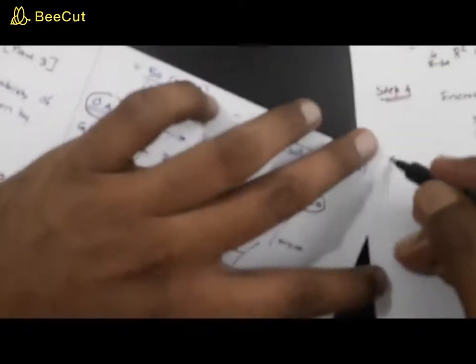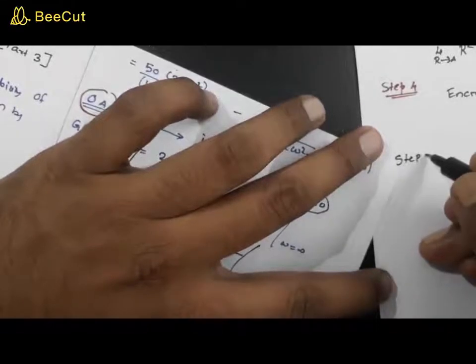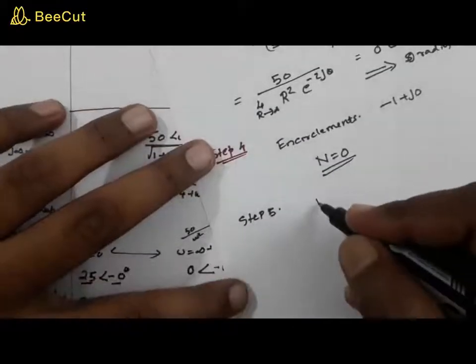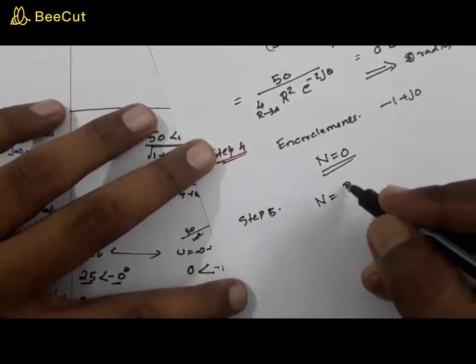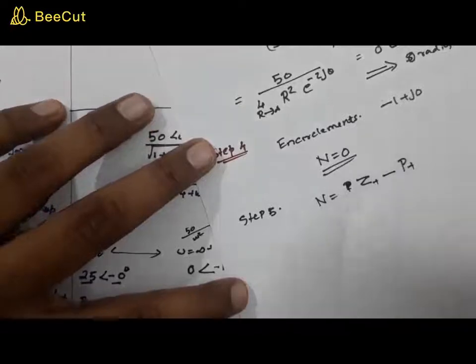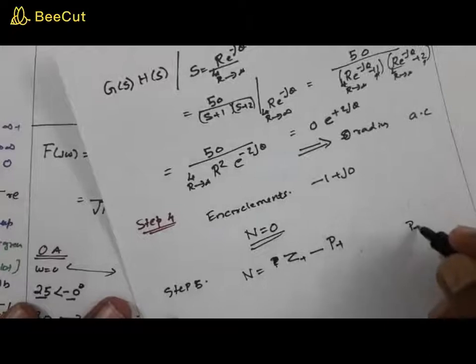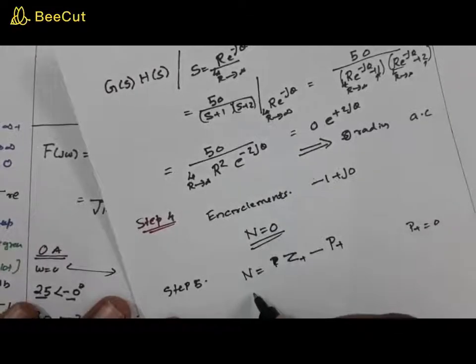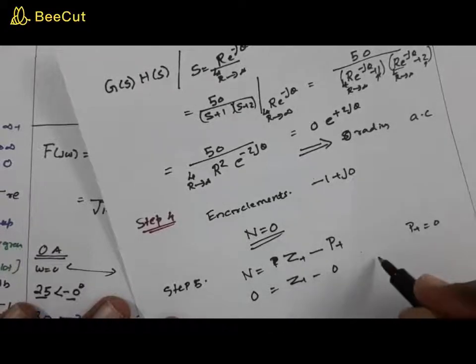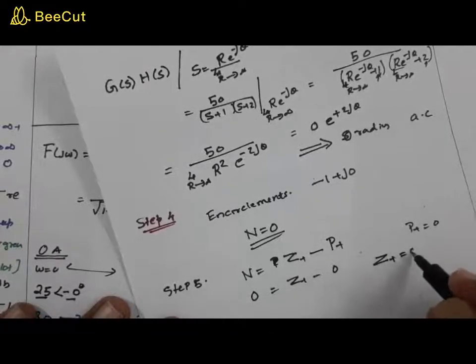And what must be step 5? Step 5 is to apply that. The number of encirclements, you're going to find out by applying N is equal to Z plus minus P plus, very important. We have already found out P plus as 0. So your P plus is 0 and the encirclement is 0. Z plus minus 0. So what you're going to get is Z plus is 0.